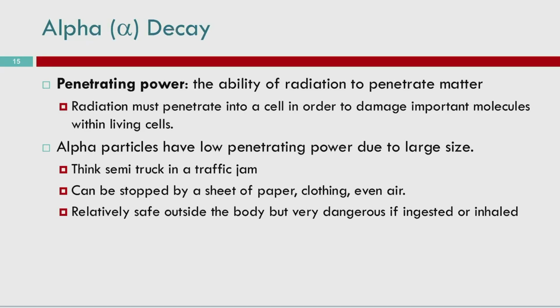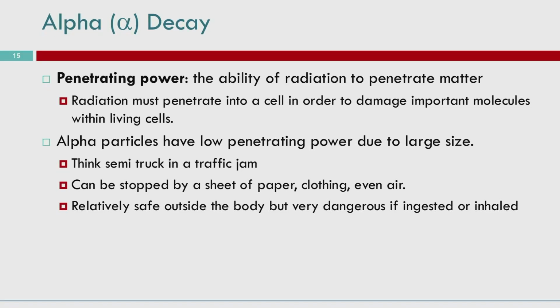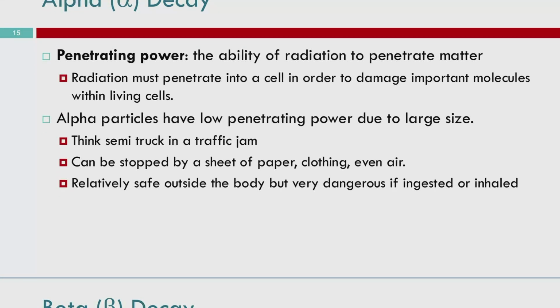But if you get it inside of you, that high ionizing power or that low penetrating power doesn't really matter because it's next to all the soft squishy bits that are important. And so it's going to cause damage if you ingest alpha radiation. Otherwise, it can be stopped by a sheet of paper, clothing, or even just air. So if you're just far enough away from the alpha radiation source, it'll just run into air particles, gas particles that are between you and the alpha source. And so you're not in that much danger, generally, with alpha sources.